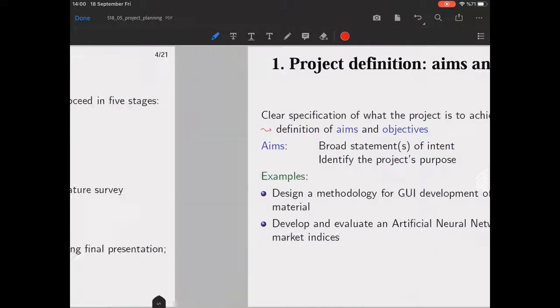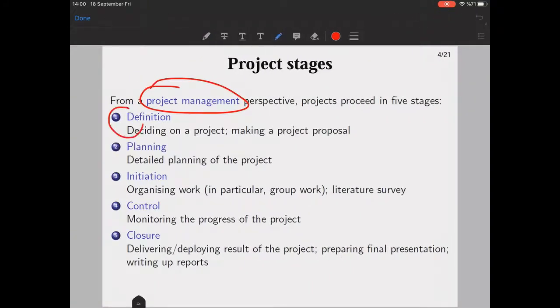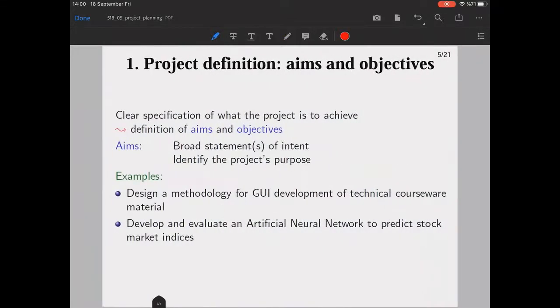Now let's take a look at the first one, the definition. We talk about a clear specification of what the project is to achieve, namely the definition of aims and objectives. What are those aims? Broad statements of intent, which identify the project's purpose. Here you see your ultimate aim. Here you see some examples below.